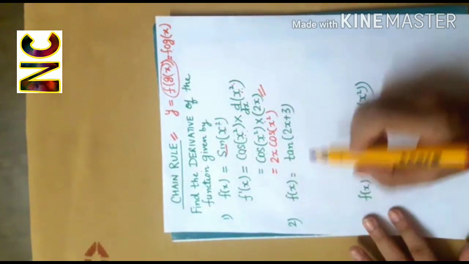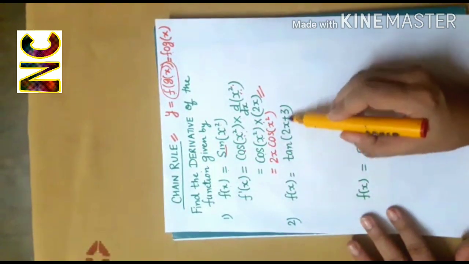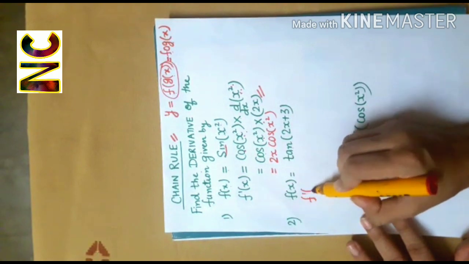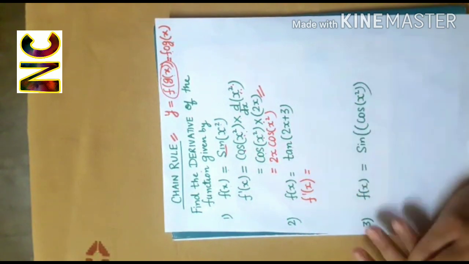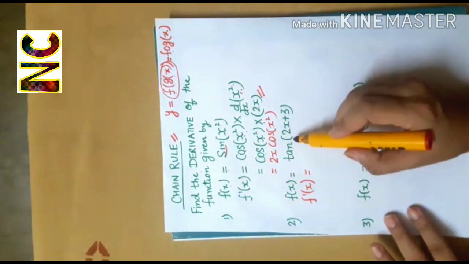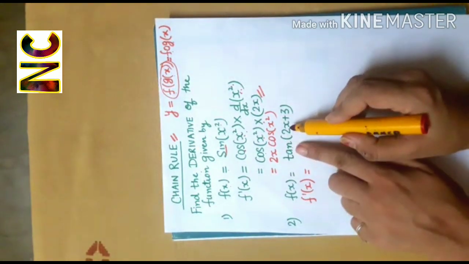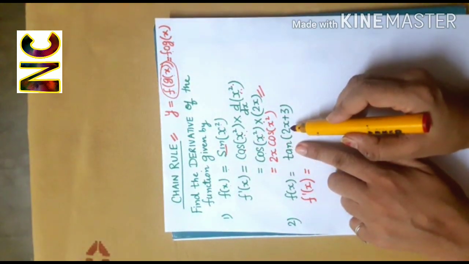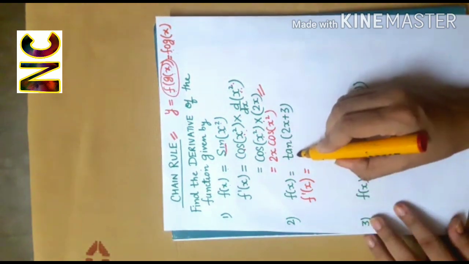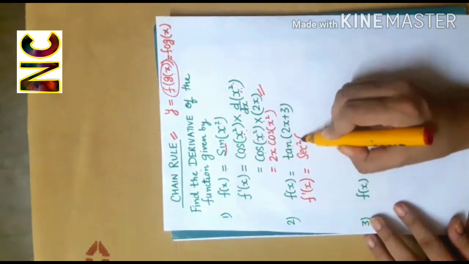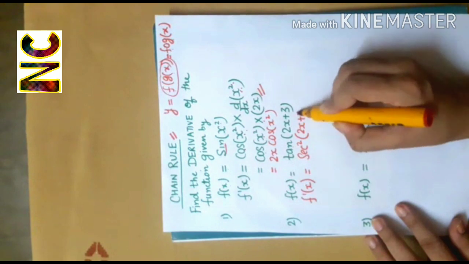Let's take another example. f(x) is tan(2x + 3). I have to find the derivative of this function. So first I'll find the derivative of the outer function, which is the tan function, and the derivative of tan is secant square, and do not change the inner function.